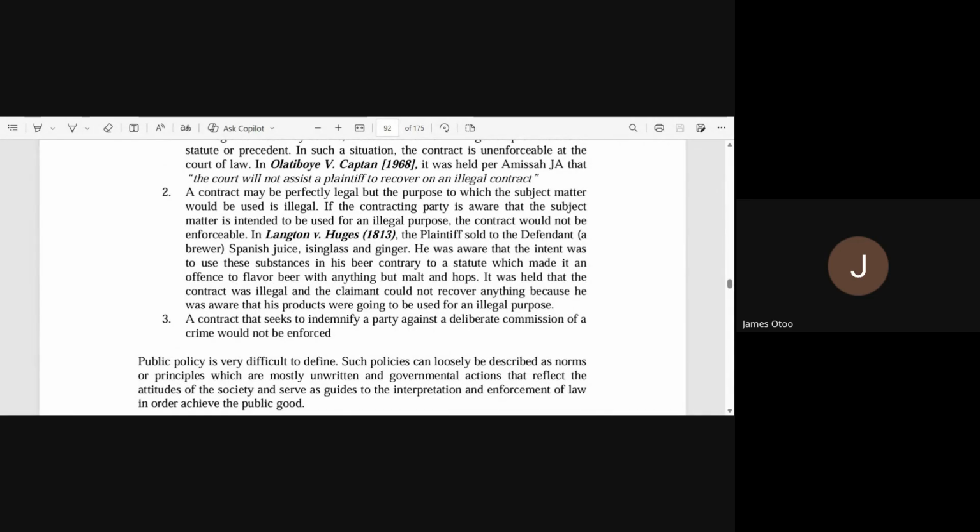A contract that seeks to indemnify a party against deliberate commission of a crime would not be enforced. So sometimes people hire people to go and kill someone. If after killing you don't receive your money, you cannot bring it to court.